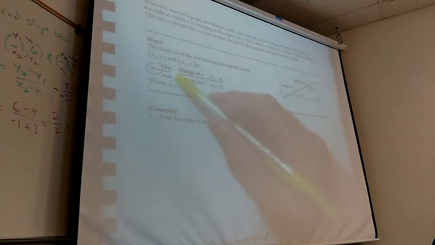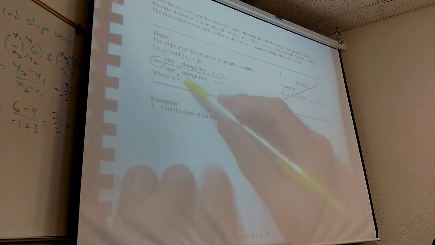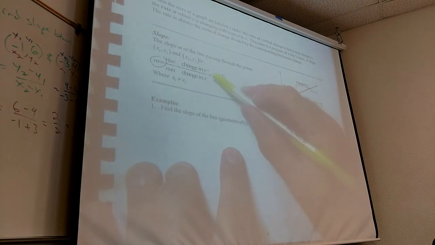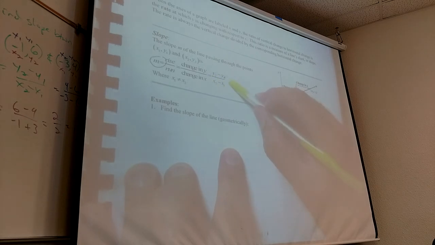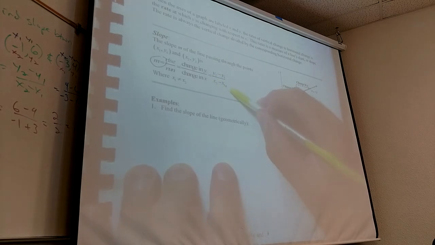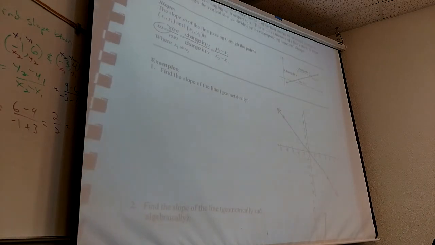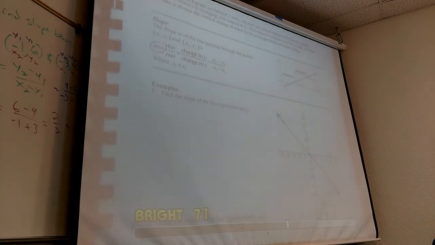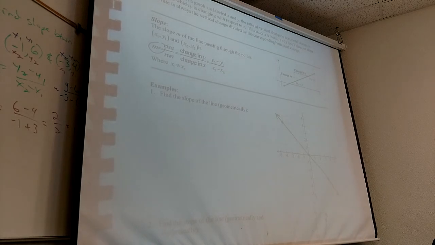So rise over run, that's the physical interpretation. Mathematically, that's the change in the y's over the change in the x's: y2 minus y1 over x2 minus x1. You've got to know that. I would think many of you should already know that. The rest of you need to commit that to memory.